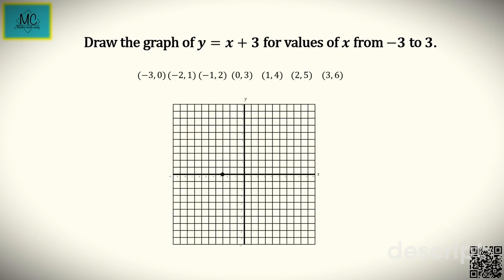So minus 3 and 0 is here, then minus 2 and 1, minus 1 and 2, similarly 0 and 3, then 1 and 4, 2 and 5, and 3 and 6. And then draw a straight line graph. This is how I'm going to show that this line is related to y is equal to x plus 3.